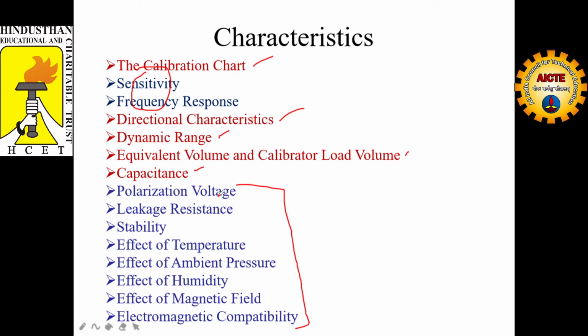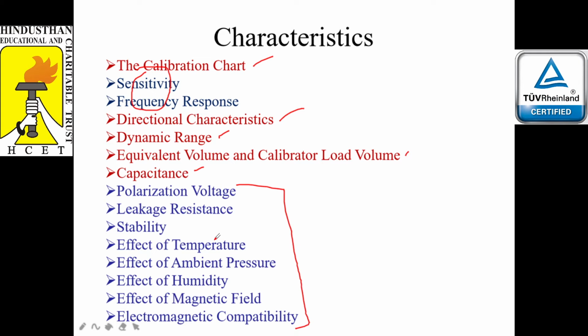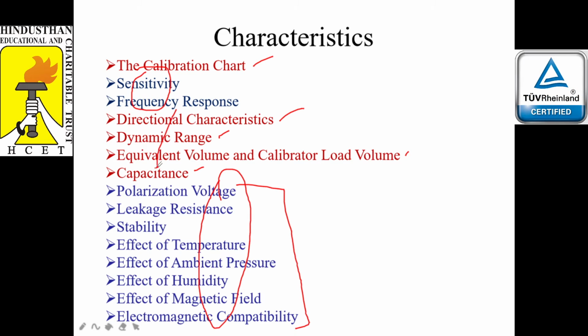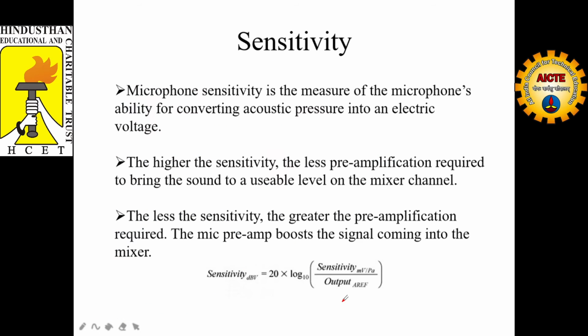These consist of polarization voltage, leakage resistance, stability, effect of temperature, effect of ambient pressure, effect of humidity, effect of magnetic field, and electromagnetic compatibility. These things should be taken care of by the manufacturers, not by the users. Whereas users can choose from the other characteristics, and particularly we have to be very careful about sensitivity and frequency response.